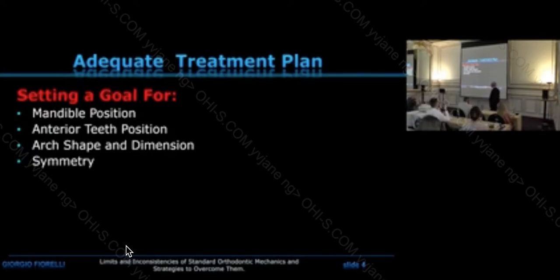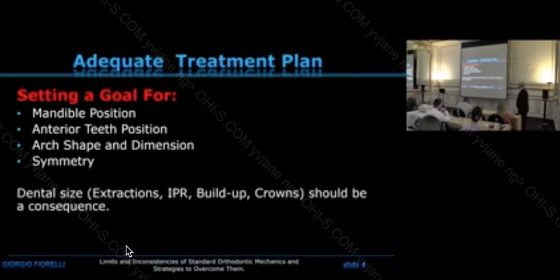The symmetry, we usually trace a symmetry axis in our arches. And then these things that you see here are a consequence. Now the dental size, that means whether we are going to do extractions or IPR, sometimes increasing the size of the teeth or putting crowns, is a consequence.